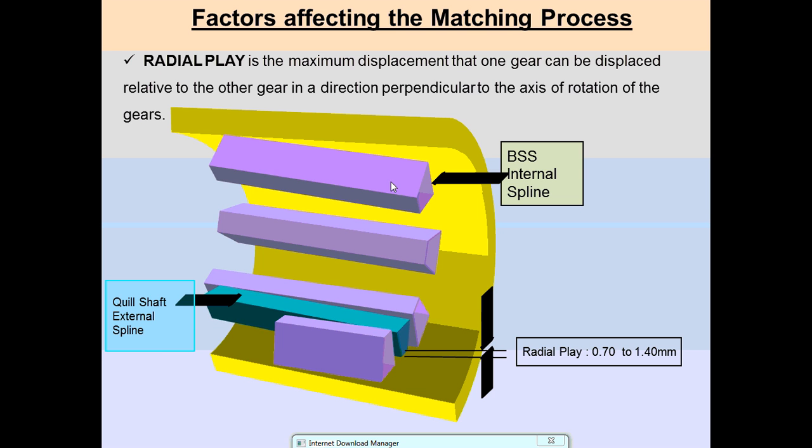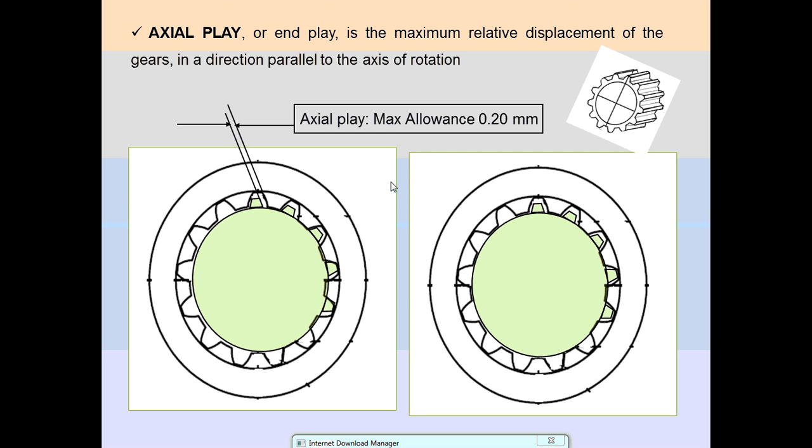And next one is the axial play. It is also the maximum relative displacement of the gear, but in the direction parallel to the axis of rotation. The difference between axial and radial is that radial is only in the direction perpendicular to the axis of rotation. This also tells the distance between the splines, and axial play is the maximum relative displacement of the gear in the direction parallel to the axis of rotation. The maximum allowance in axial play is 0.20 mm, and it should not be more than that.